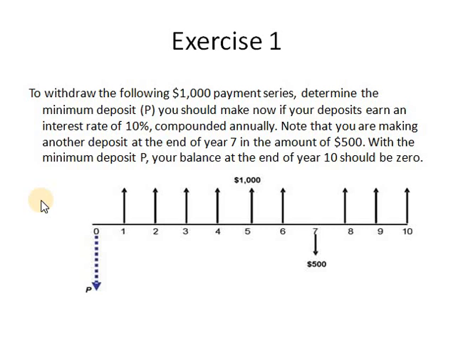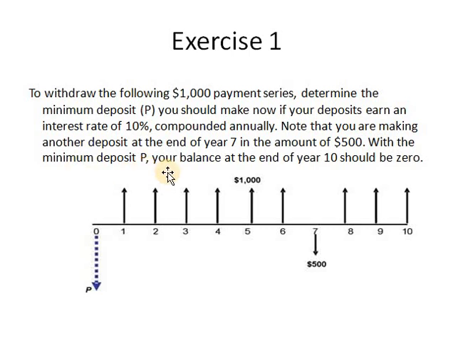In this exercise, I want to withdraw $1,000 at each of the following periods, and I want you to determine the minimum deposit that you should make now at 10% in order to be able to withdraw these amounts. Note that you'll have to make another deposit at year 7 of the value of $500. Now I need you to just read this statement.